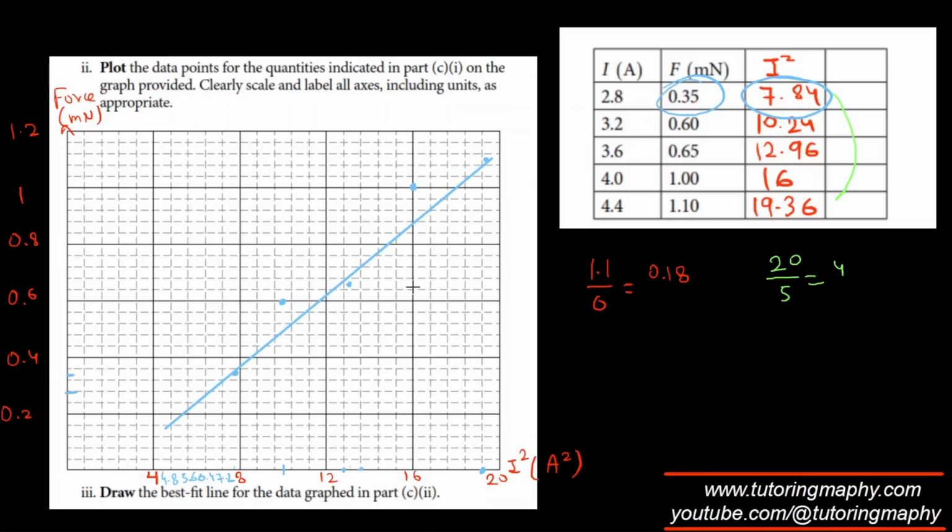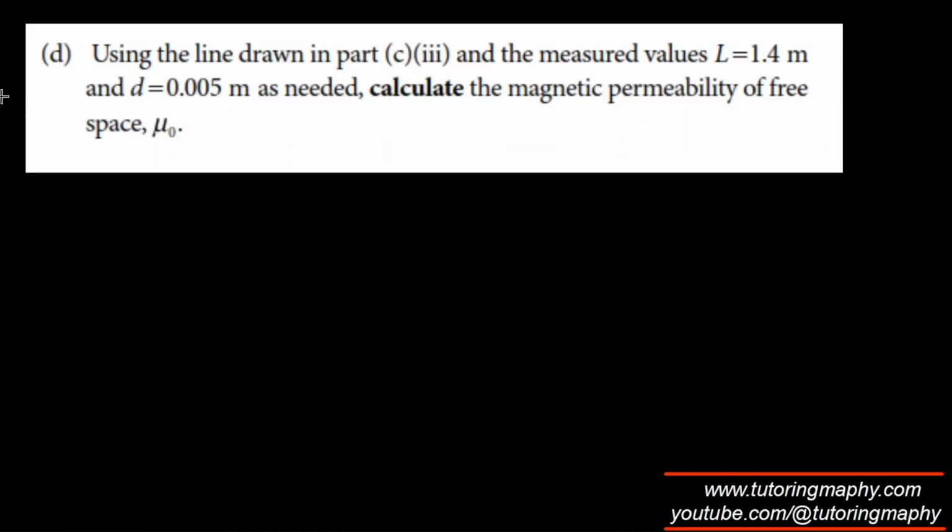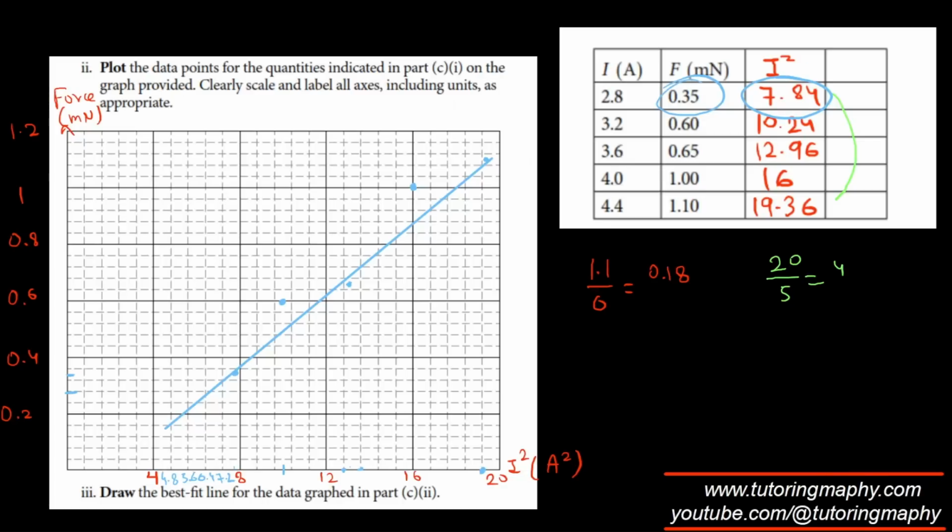Yeah, something like this. All right, now they are asking us to use the line of best fit with L and D values as given to find the value of mu naught. So let's take some nice points here to find the slope first of all. Nice grid intersection points. One is right here, and the other one is right here. These are my 2 points.